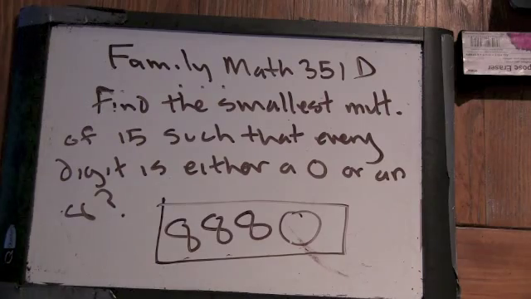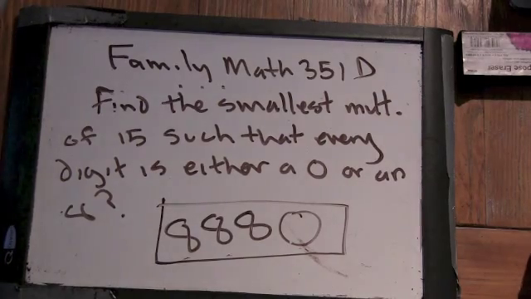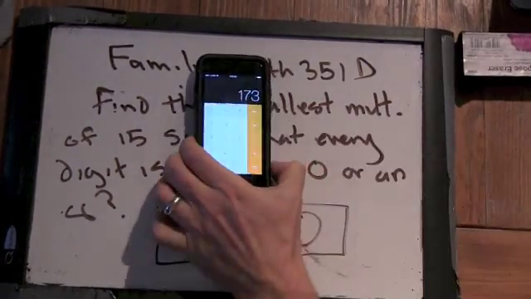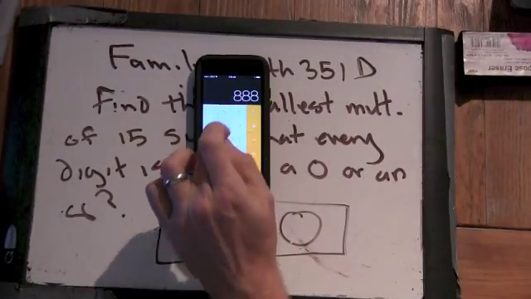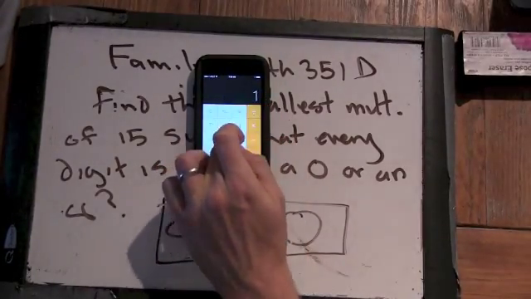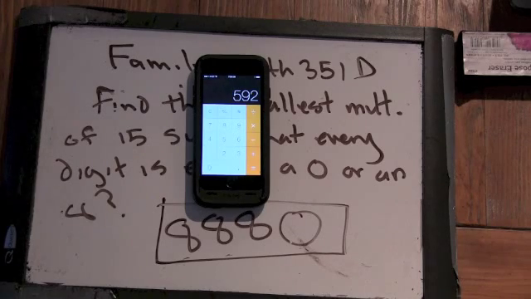Let's go back to our calculator just for speed here. So what do you think? Is this divisible by 15? Yeah, divided by 15, 592. There you go. So there you go.